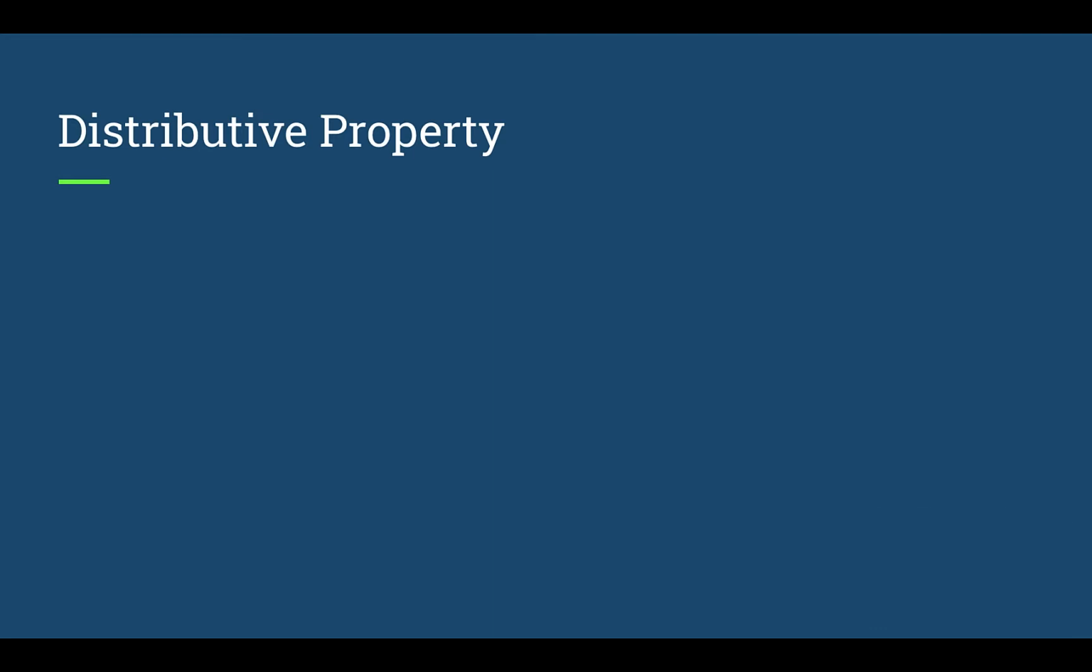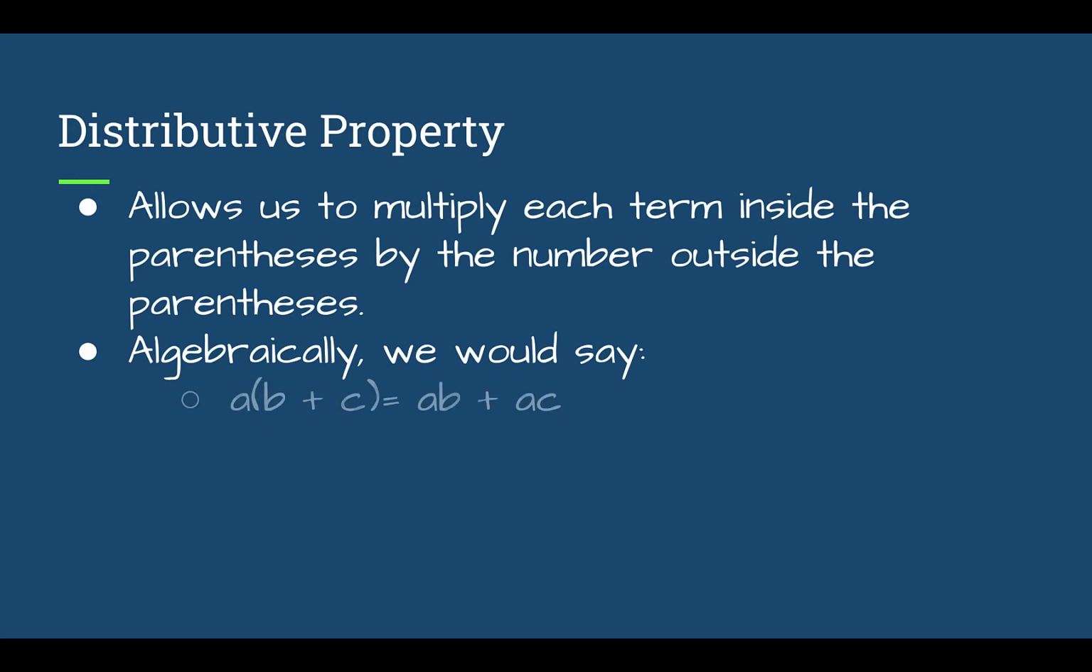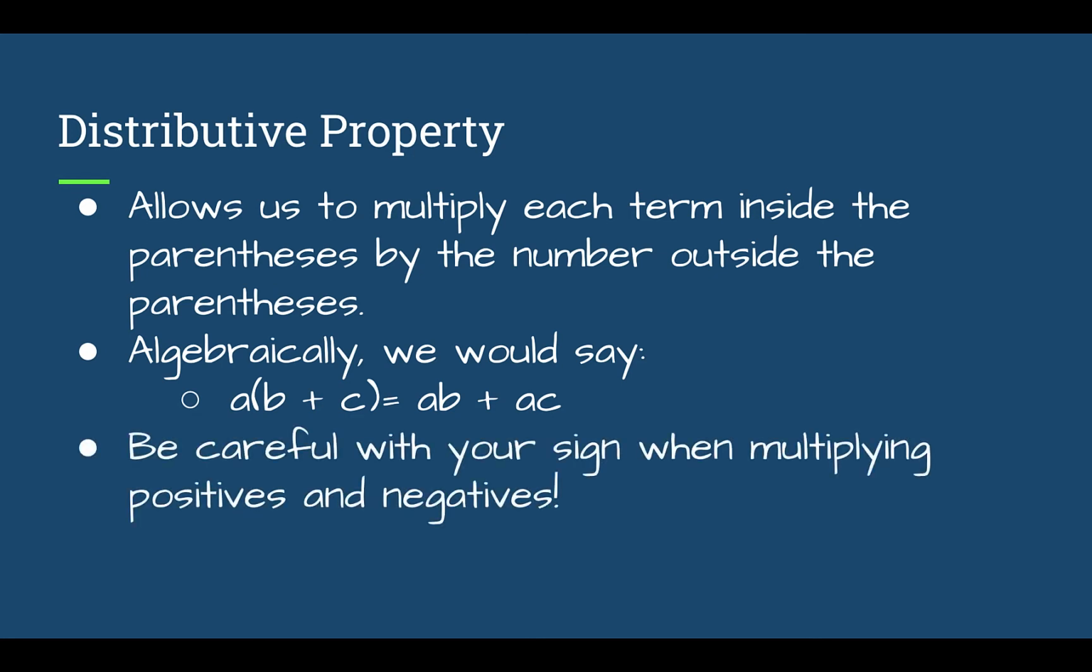So first, what is the distributive property? The distributive property allows us to multiply each term inside the parentheses by the number outside the parentheses. Algebraically, we would say A times the quantity of B plus C would be A times B plus A times C. And one caution: be careful with your sign, especially when multiplying with positives and negatives.